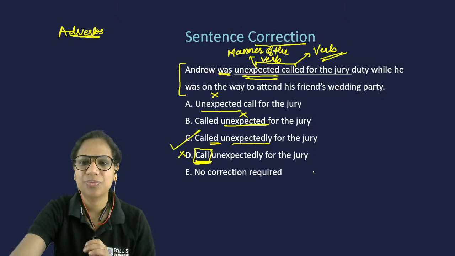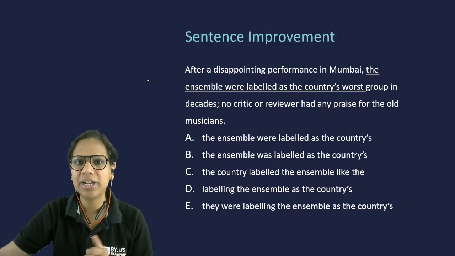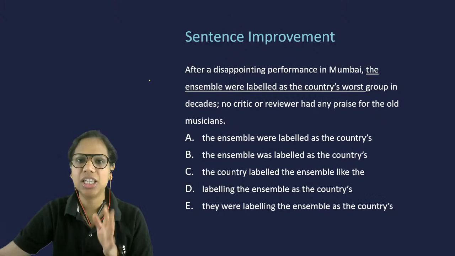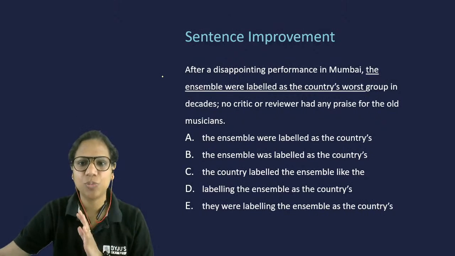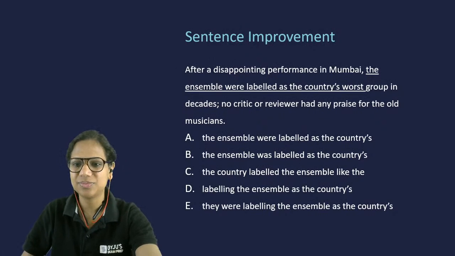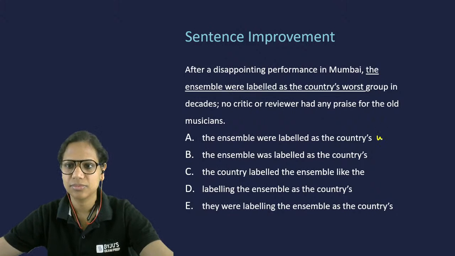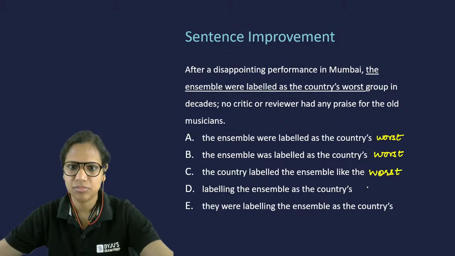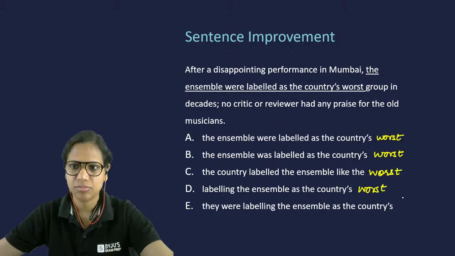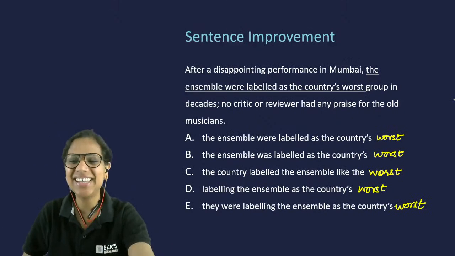All right. Now, look at this sentence. 5 options again, as I've told you, some of your OMETs, NMAT, MAT, ZAT, they give you 5 options. So that's why I'm making you practice with 5. Let's have a look at this. Let's see what you say. Just writing worst here because that has also been underlined, right? So repeating it.